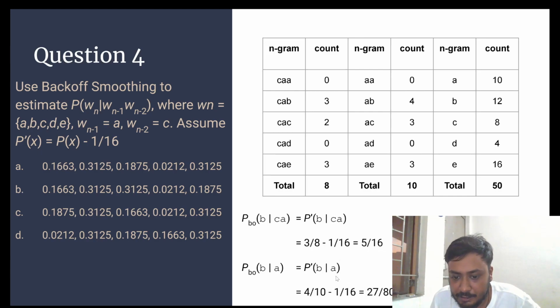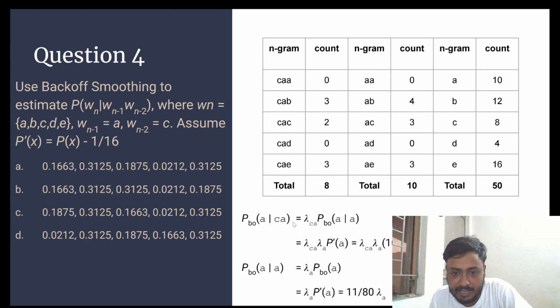Yeah, so this is what we are getting for a given ca. Now we have to find p prime a. So the probability of a is 10 by 50, and we have to subtract the discount 1 by 16 from it. We have these two variables, and we will keep them for now. Later on we will solve the equations and get the actual values. I'm keeping them in fraction form so that the values are easier to understand. So this is 11 by 80 lambda ca lambda a.